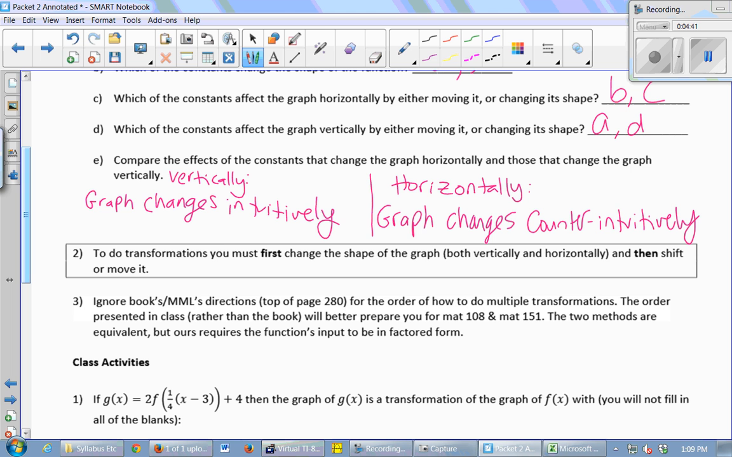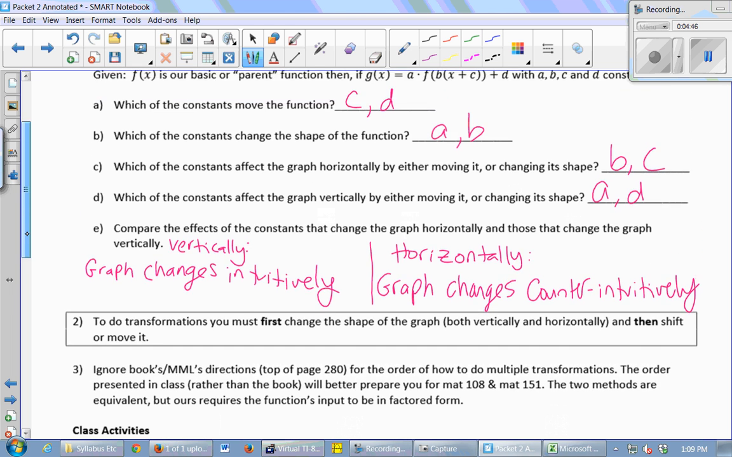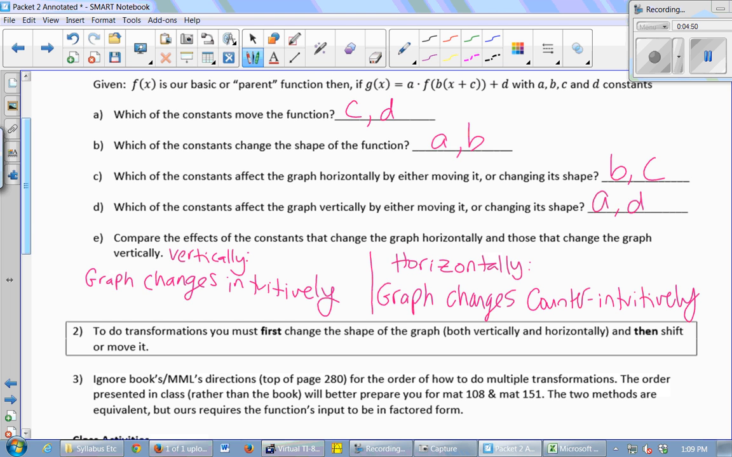All right, so to do transformations, if you want to do multiple transformations, you have to always first change the shape of the graph. That is, do any stretching and shrinking first, whether it's vertically and horizontally. It doesn't matter which. Vertical and horizontal stretching and shrinking comes first. Okay, then shift or move it. Okay, that's the only important thing that has to do with the order. First change the shape, then shift or move the graph.